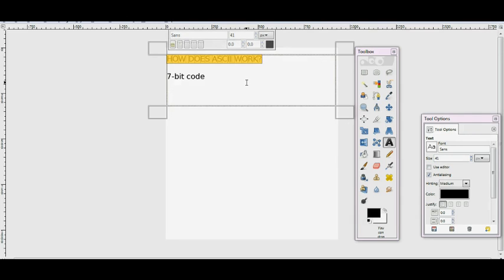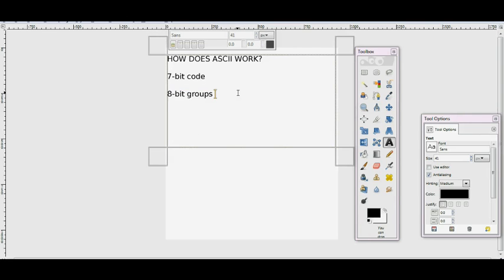How does ASCII work? Well, ASCII is a 7-bit code. At the time ASCII was developed, many computers dealt with 8-bit groups. This was their smallest unit of information. The 8th bit was used as an extra bit for error checking.